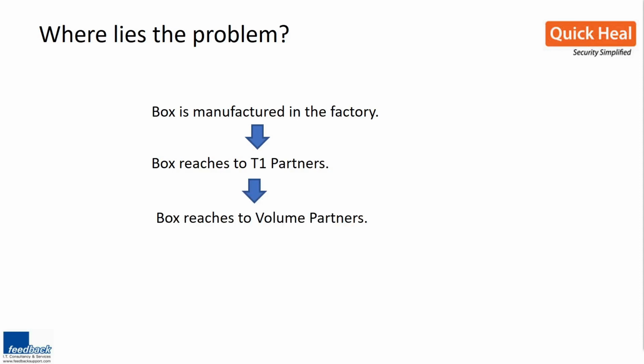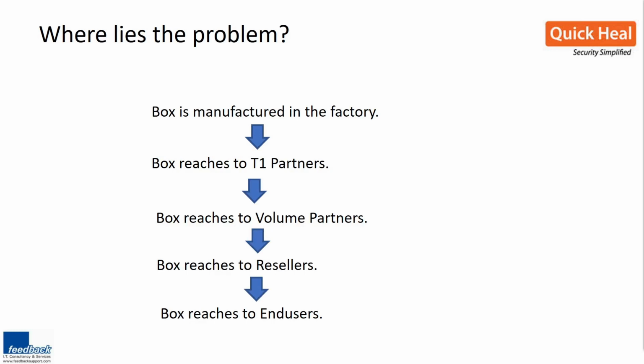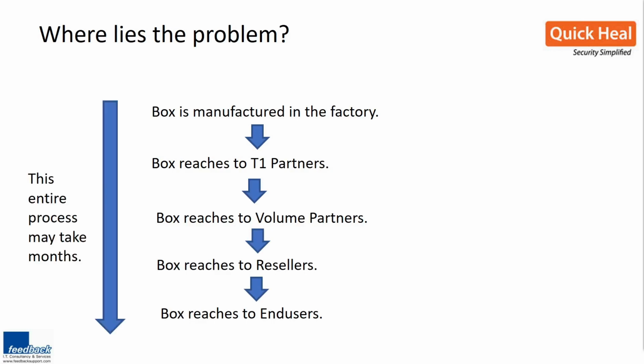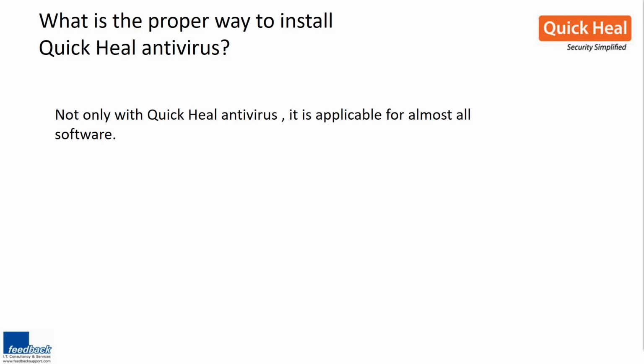The problem is the box is manufactured in the company, then it comes to the T1 partners, then it comes to the volume partners, from there it comes to the resellers, and from there it reaches the end user. Now this entire process may take a longer duration, it may take 2 months, it may take 3 months. So it is most likely that the box you are purchasing from a shop contains a media that does not have the updated software.